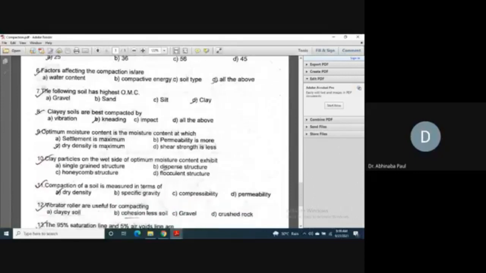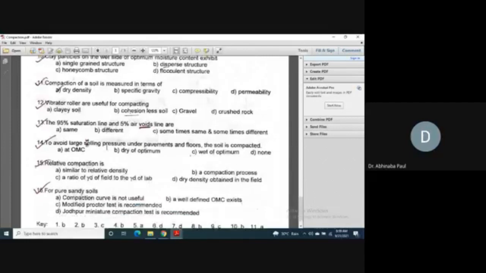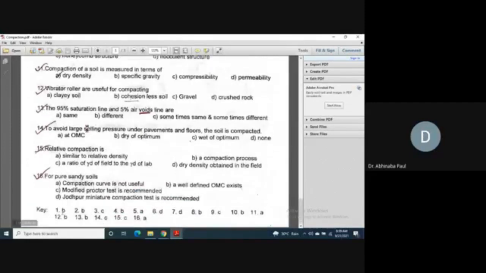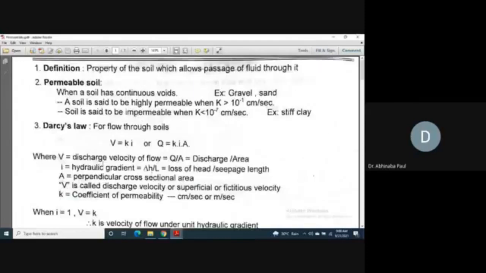So here you see, the answer keys are there at the bottom. You can check yourself. Now moving to the next topic, that is permeability.